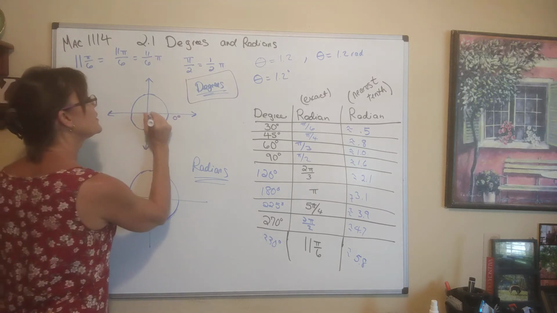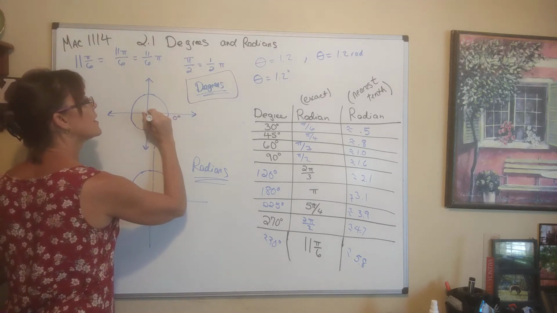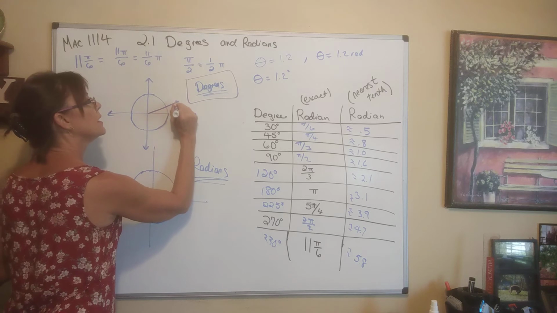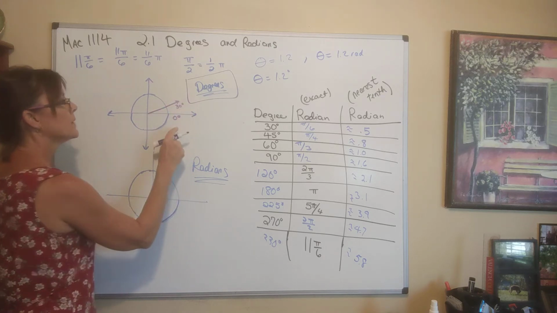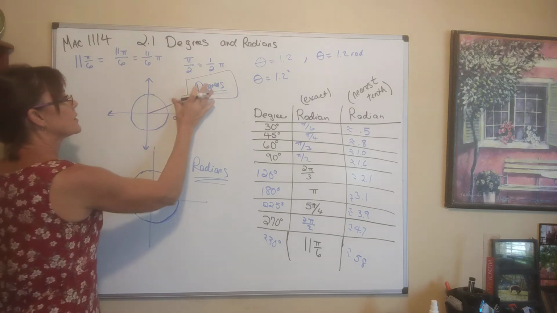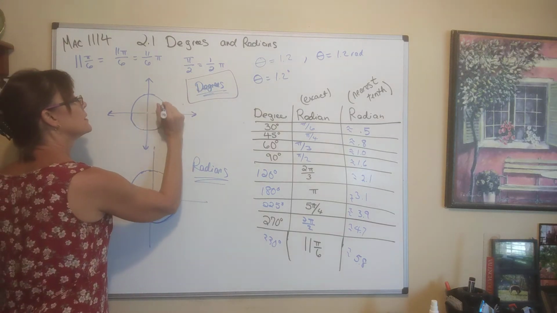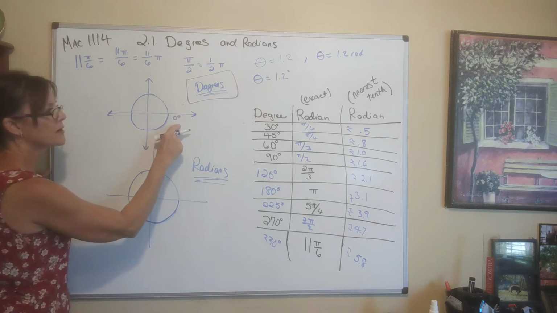Okay. So then if this is my initial side and then I go about this far, this would be 30 degrees. And then if I go halfway, I didn't mean to start with 30. I'll come back to 30. Sorry. Let's do this again. Okay. This is 0 degrees right here.